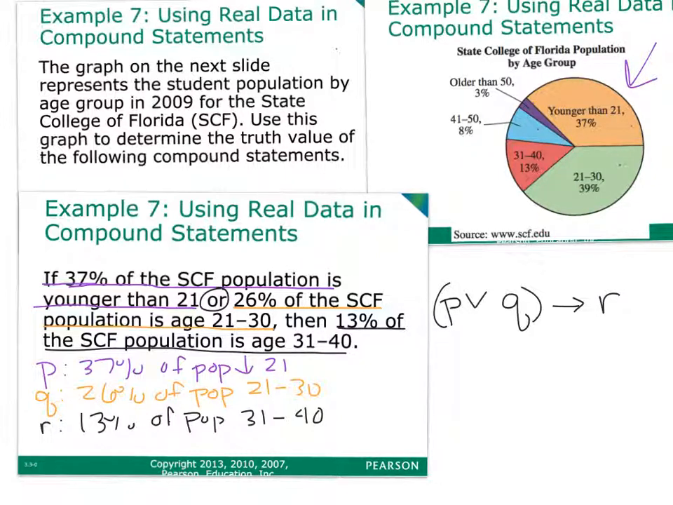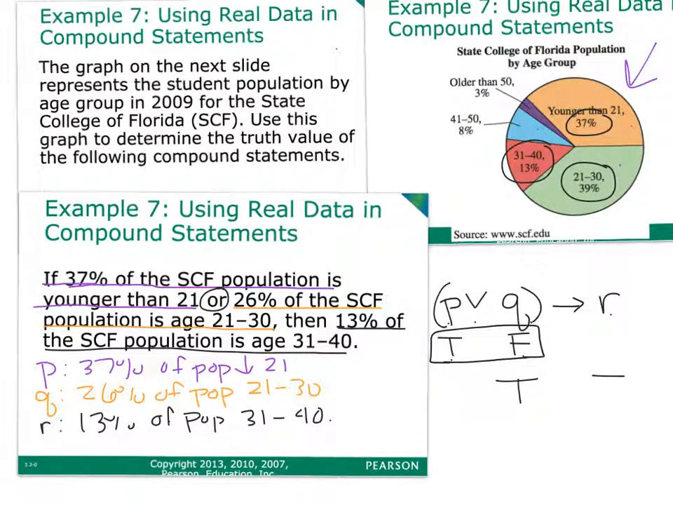Okay, so we can use the graph to figure out the truth value of everything. Is it true that 37% of the population is under 21? That is true. Is it true that 26% of the population is between 21 and 30? That is false. Okay, so if P is true and Q is false, what can we say about P or Q? Based on what we learned in the last section, only one of them has to be true. So this whole left-hand side is true. Now what about R? Is it true that 13% of the population is between 31 and 40? That is true.